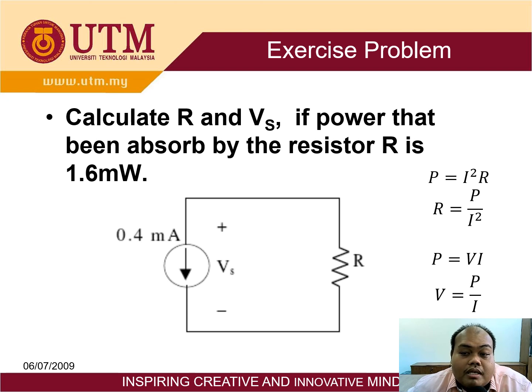R equals P divided by I squared. You just insert the values, 1.6 milliwatt and 0.4 milliampere, into the equation. For V, you use P equals VI. So you automatically get V equals P divided by I, and just insert the values, and you get the voltage.